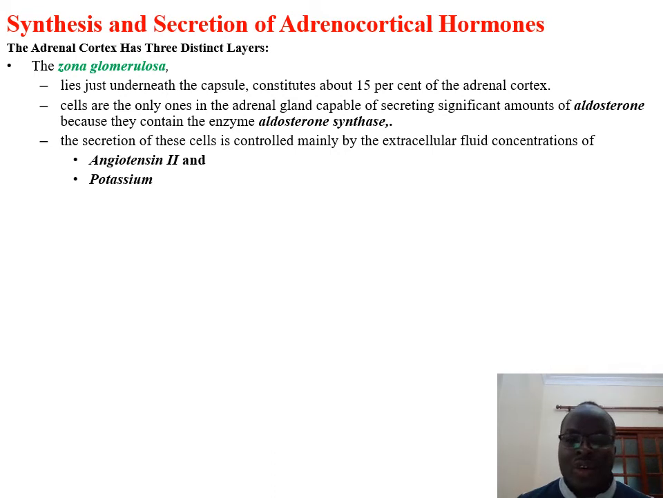These cells are the only ones in the adrenal gland capable of secreting a significant amount of aldosterone because they contain the enzyme aldosterone synthase, which is responsible for the production of aldosterone. So much of the aldosterone is produced by the zona glomerulosa, because this is where you find the enzymes responsible for the production of aldosterone.